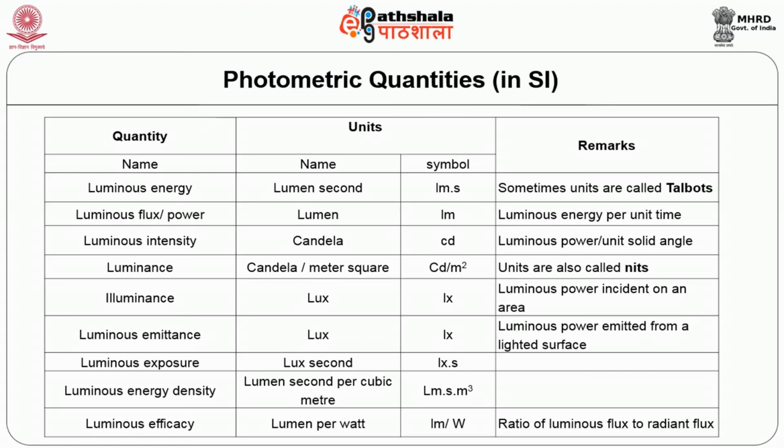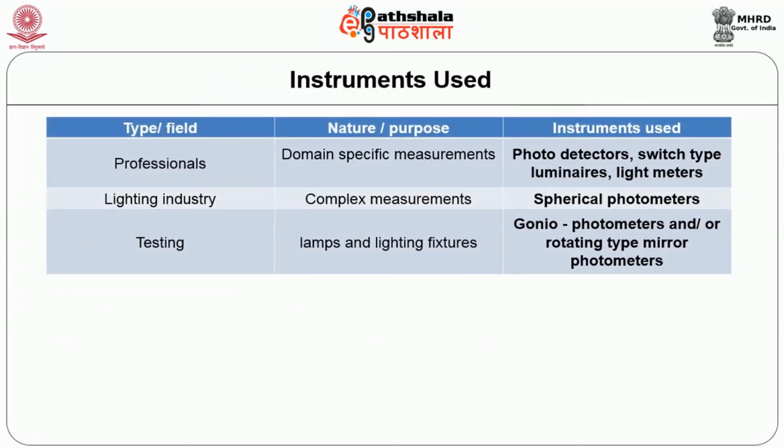You will definitely follow that each term used in explaining light is a quantity with specific meaning, and each such term is measured using exclusive units. A very broad field of study. Agree? Now let us study about the instruments used. Having understood the terms and units, let us see the instruments used for this purpose. Professionals in different fields are interested in photometric measurements specific to their disciplines. Measurements generally are based on photodetectors, switch type luminaires, light meters and the like.